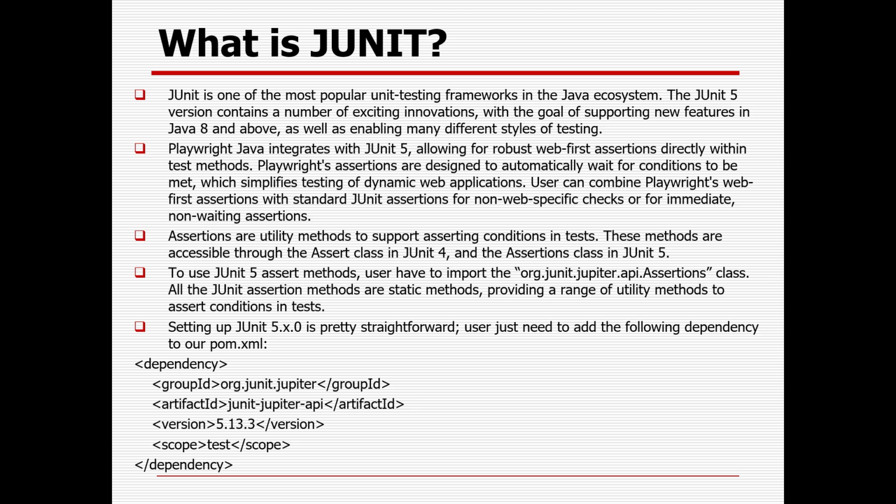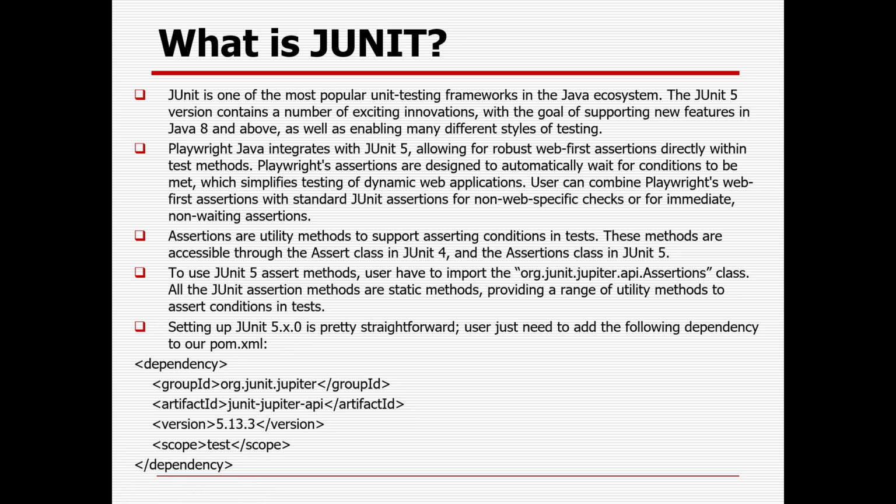All the JUnit assertion methods are static methods which provide a range of utility methods to assert conditions in a test. In case you want to add JUnit 5, any version or the latest version, it is very straightforward. The user just needs to go to the Maven repository and search for JUnit 5. After that you can pick any version, take that Maven dependency, and in whatever Maven project you created, go to the pom.xml file and add the dependency.